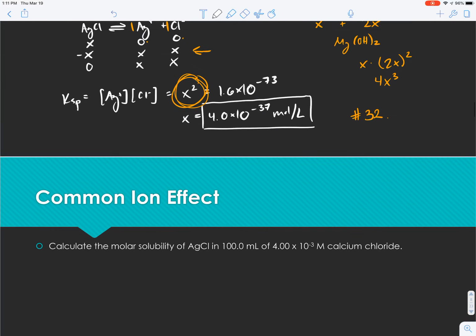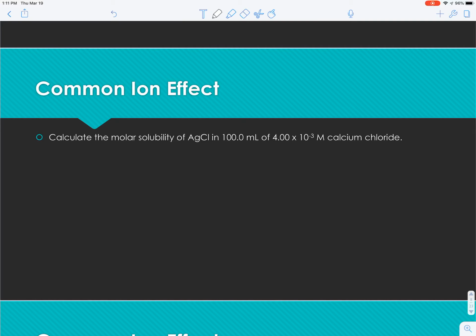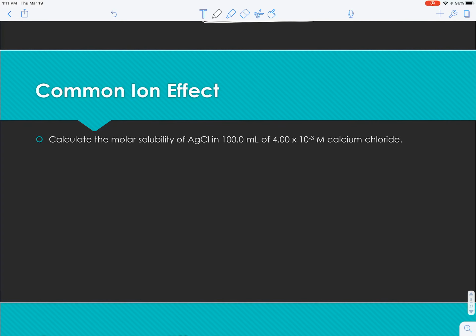Okay, we're going to talk about the common ion effect, which you guys have alluded to a couple of times. The basic principle is that in these previous problems, we were dissolving these solids into water, assuming that no other ion was present in those solutions. But now we are dissolving these compounds into solutions that already have one of the ions present, or have something present that affects the solubility by changing pH, for example. So let's look at this one.